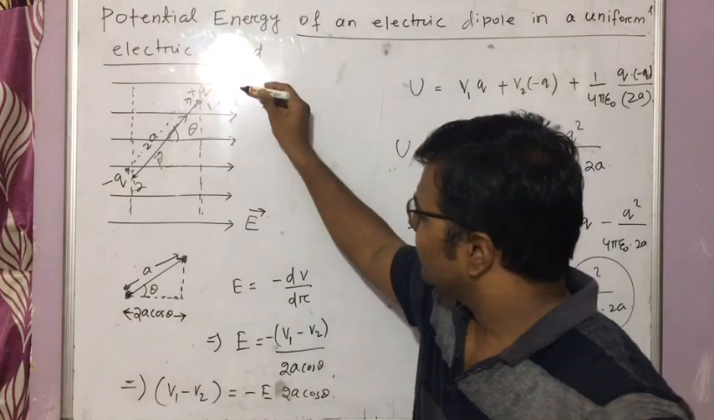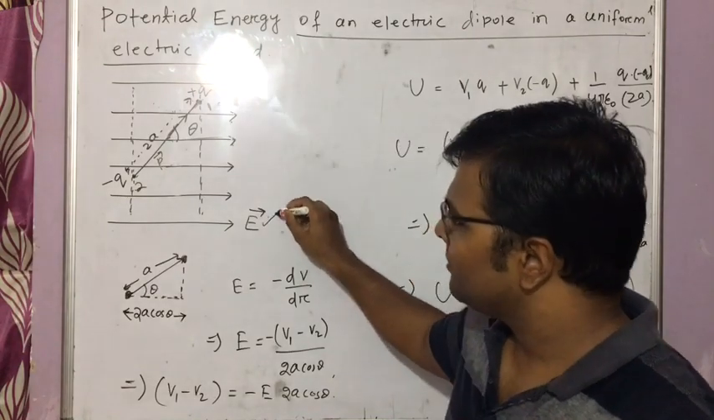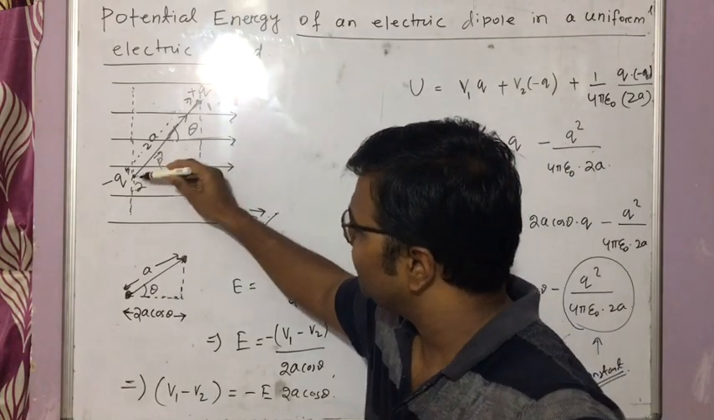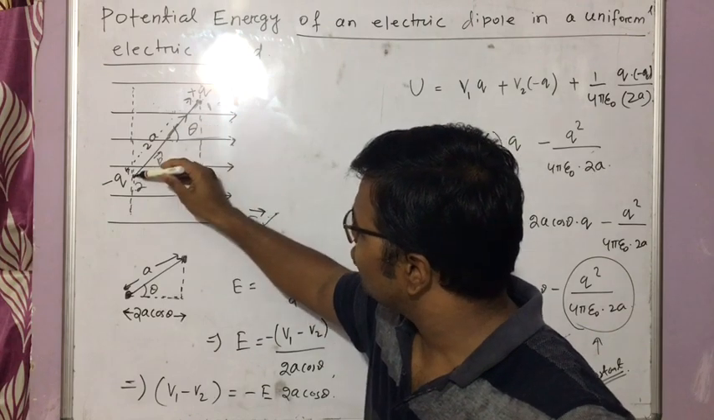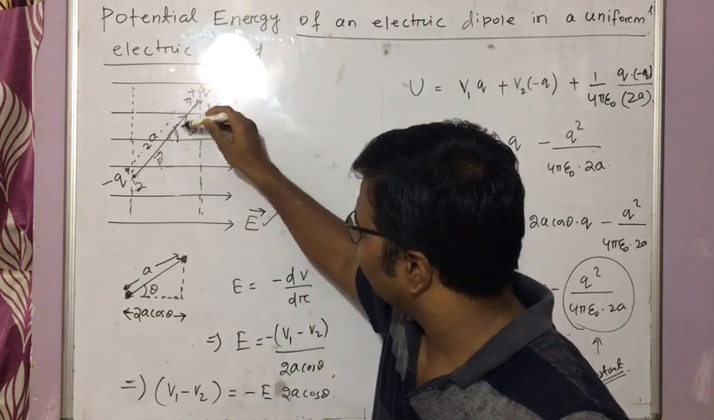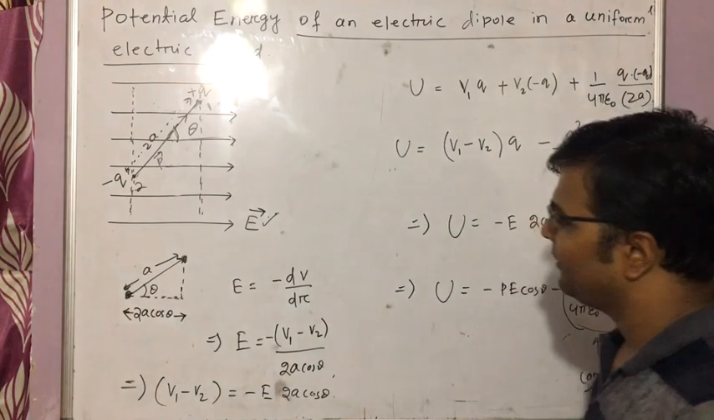See, I have taken a uniform electric field E here. I have taken an electric dipole with a dipole moment and the electric field. The angle between them is theta. Clear?